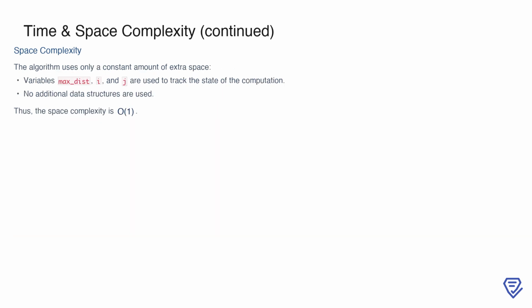In terms of space complexity, the algorithm is highly efficient. It uses only a constant amount of extra space throughout its execution. Specifically, we maintain 3 variables, max_dist to track the maximum distance, and i and j as the 2 pointers. Since no additional data structures or recursive calls are utilized, the space required does not grow with the input size. As a result, the space complexity is O(1). This makes the solution not only time efficient but also memory efficient.